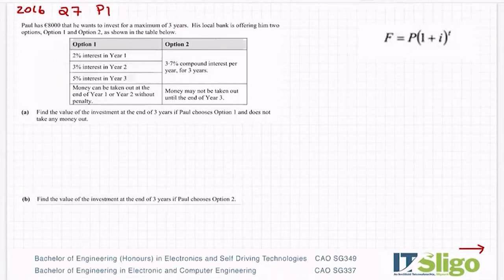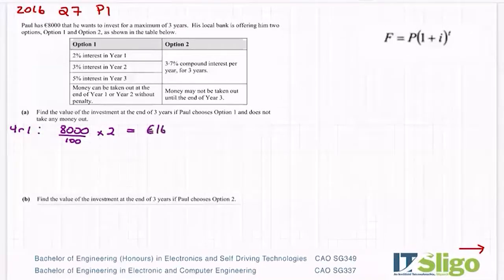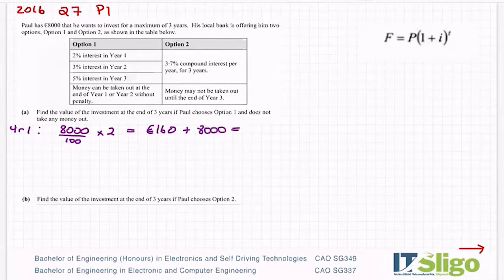Well, I suppose the older way of doing it is, so this would be year 1. I'm starting off with 8,000 and I get 2% of it. So divide by 100 and multiply by 2 so that I'm getting 2% of it. So 8,000 divided by 100 multiplied by 2. You get €160. So that's the interest that you will earn. You add it on to the 8,000, which is what you started the year with, and you get 8,160.